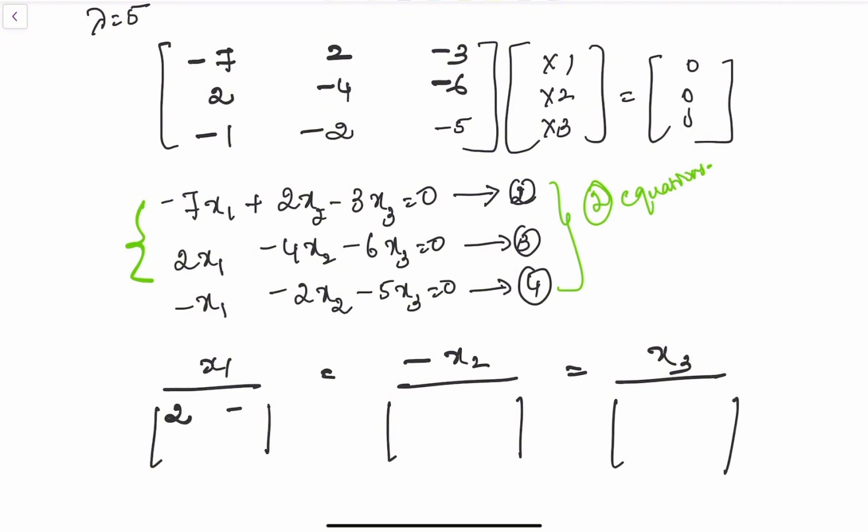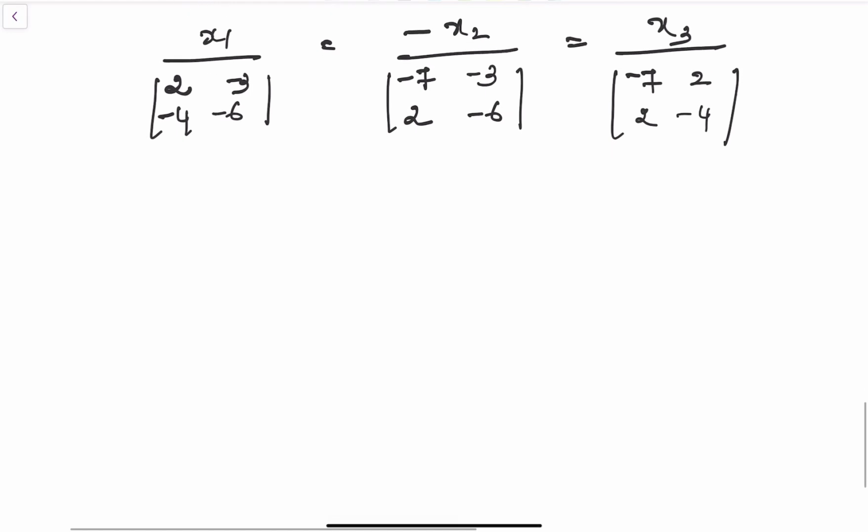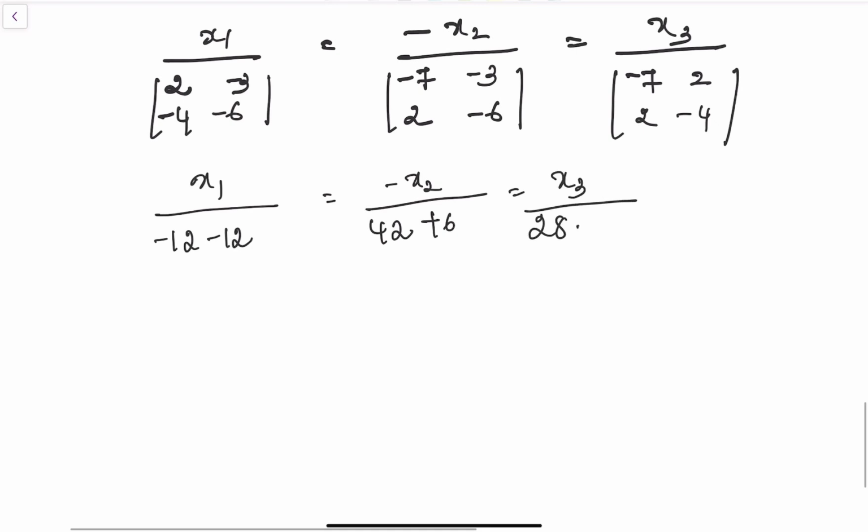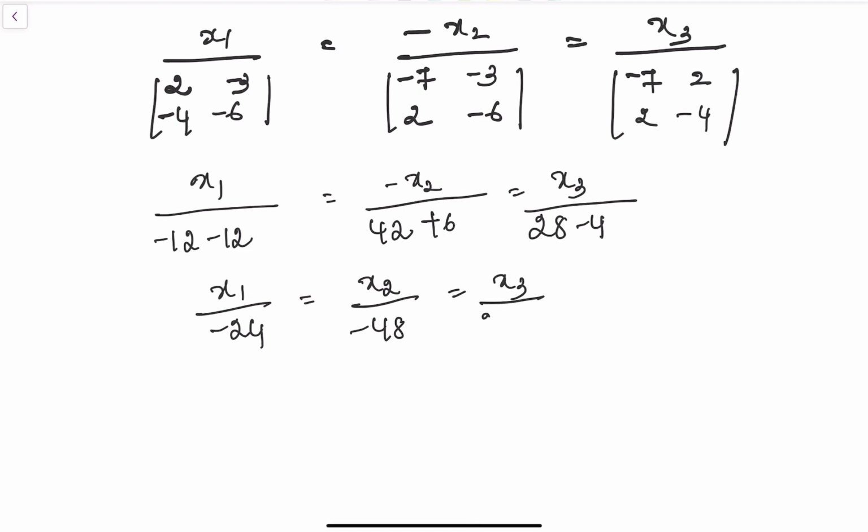So for x1, apart from the x1 values, you have to write the values of x2 and x3. For x2, you have to leave the values of x2 and write x1 and x3. For x3, you have to leave the values of x3 and write the values of x1 and x2. So once that is done, solve the values. So what you get? You will get minus 12 is equal to minus x2 divided by 42 plus 6 and x3 divided by 28 minus 4. Solve it. It is x1 divided by 24 is equal to minus x2 divided by minus 4 is equal to x3 divided by 24.